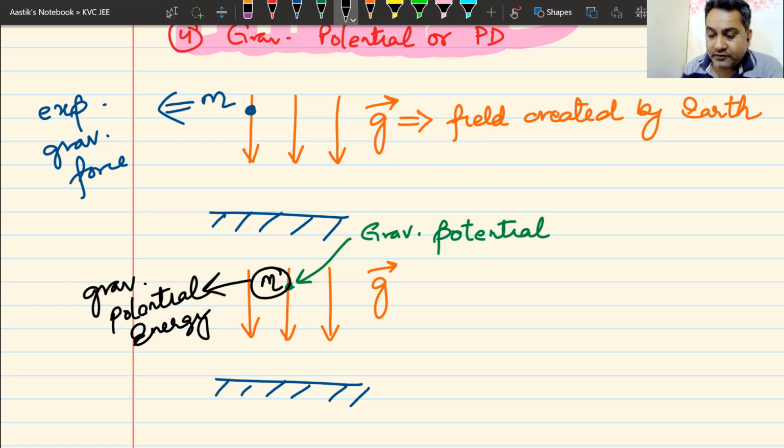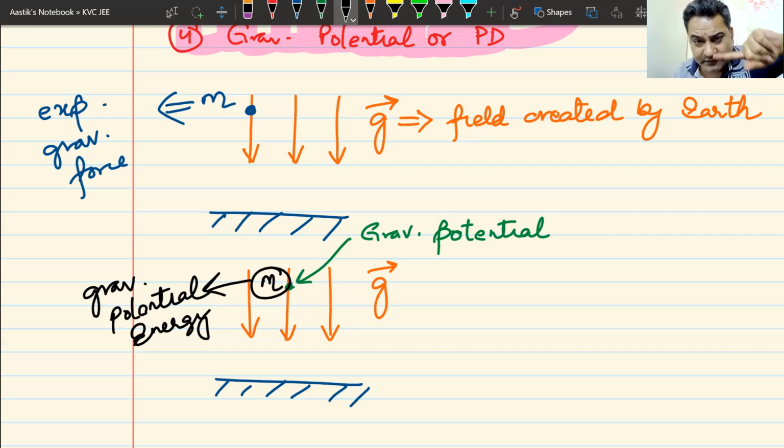So without the block, without the mass, it is only gravitational potential. With the mass, it is gravitational potential energy. Without the block, it is only a gravitational field. With the block, that gravitational field creates a gravitational force. So these are the four terms that we must understand.